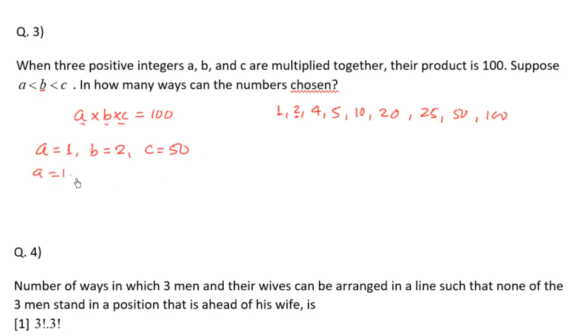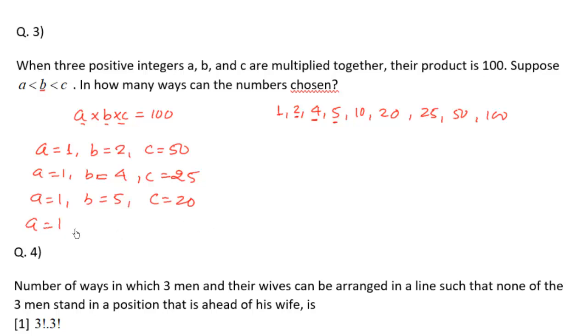Next, if I take the value of A to be 1 and slightly increase the value of B from 2 to the next factor, which is 4, then 1 into 4 is 4. So the value of C would be equal to 25, which is available here. Next, A is 1, B is equal to 5. So obviously 1 into 5 is 5. So the value of C equal to 20 will suit this product.